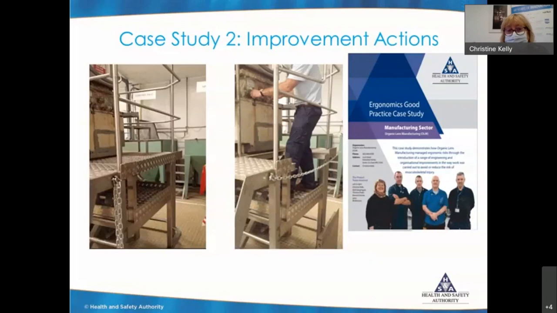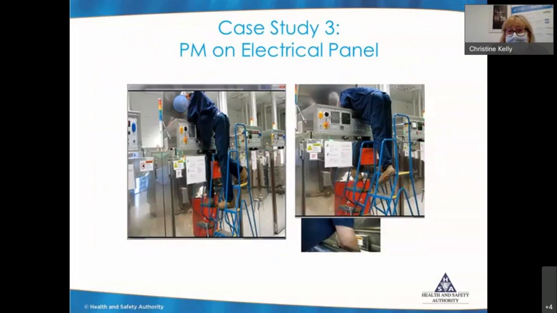So we put a safety gate at the top of the steps and we added a chain for safety also. So the feedback from the maintenance technicians, they were really, really happy. They found it was much easier to do the task. And they also found doing the task was more efficient. So that was published in the ergonomic case study. This was one of the first ones we did with the maintenance technicians.